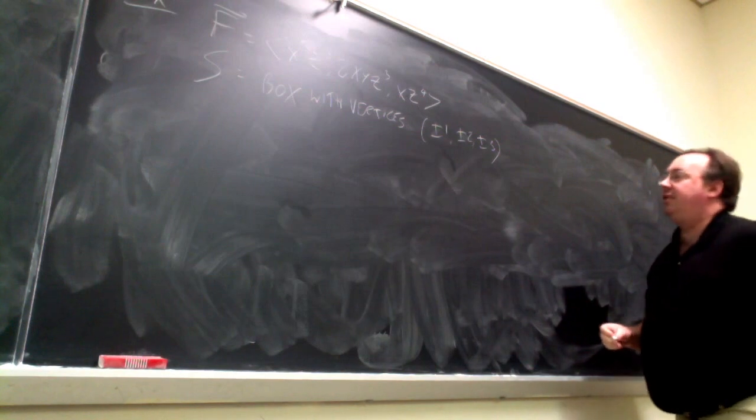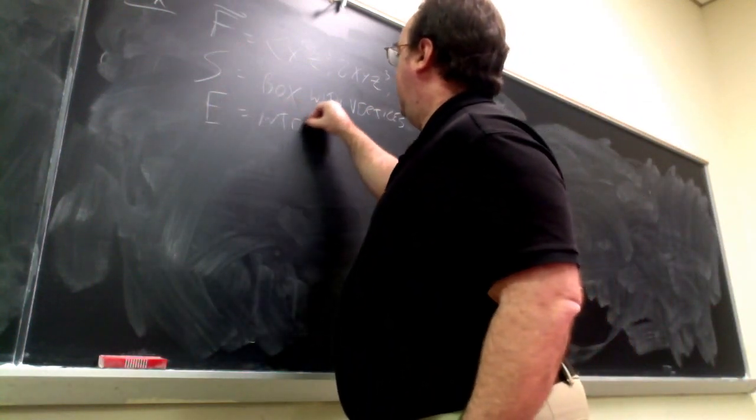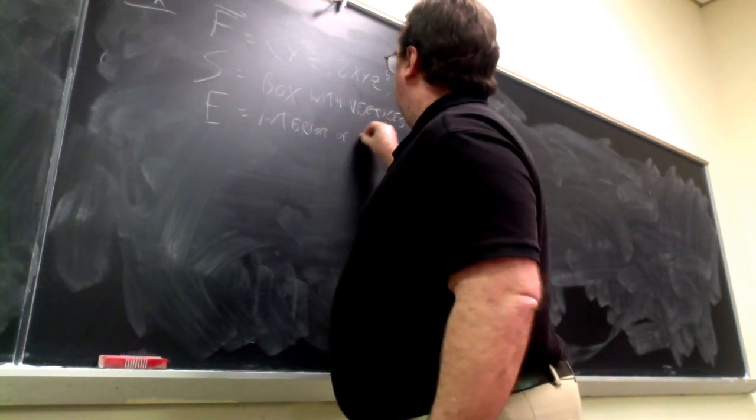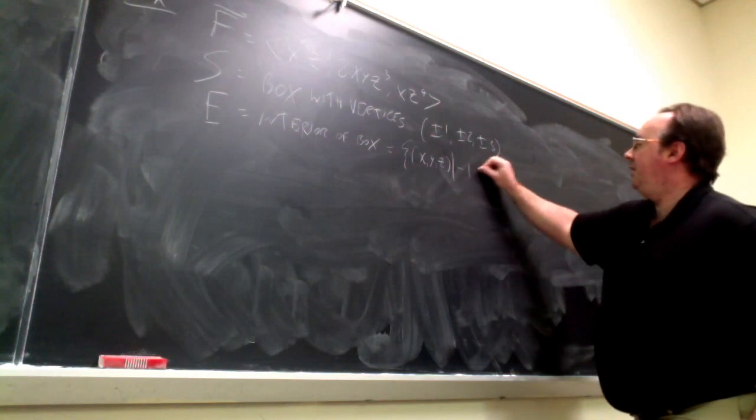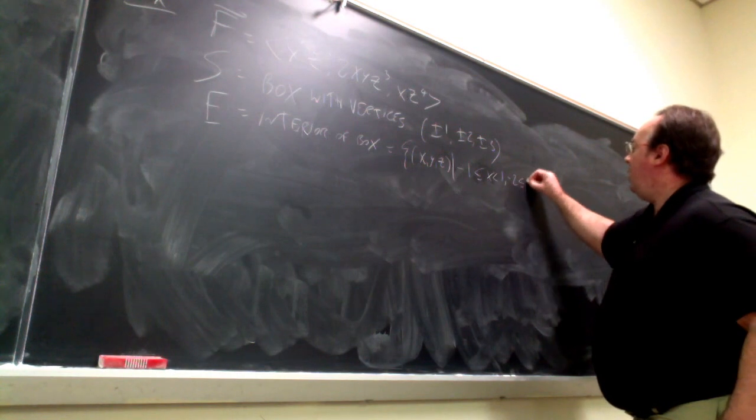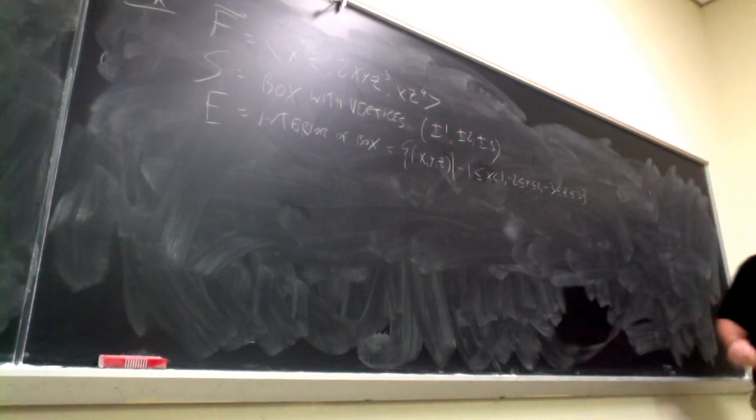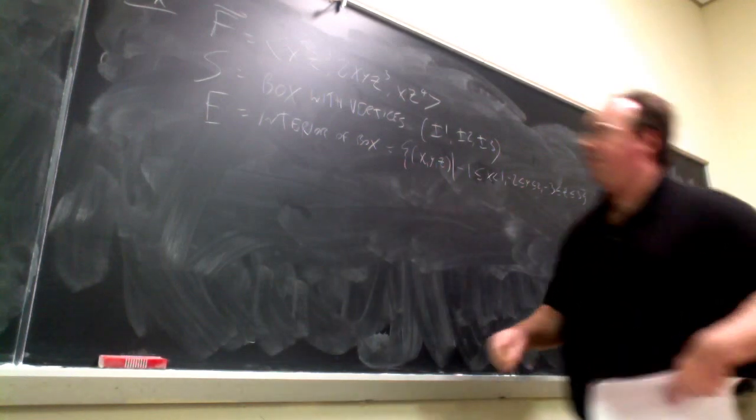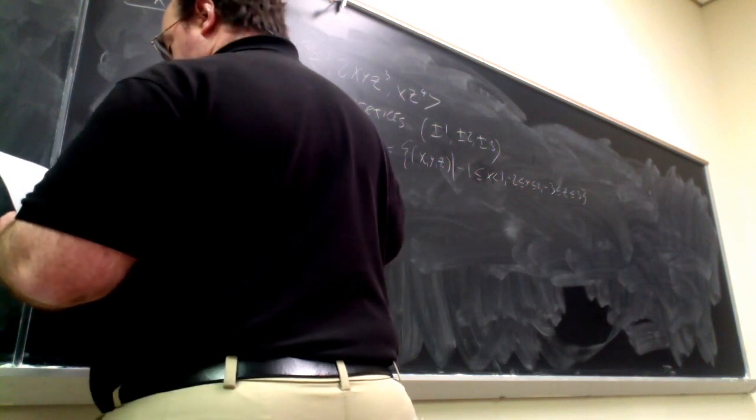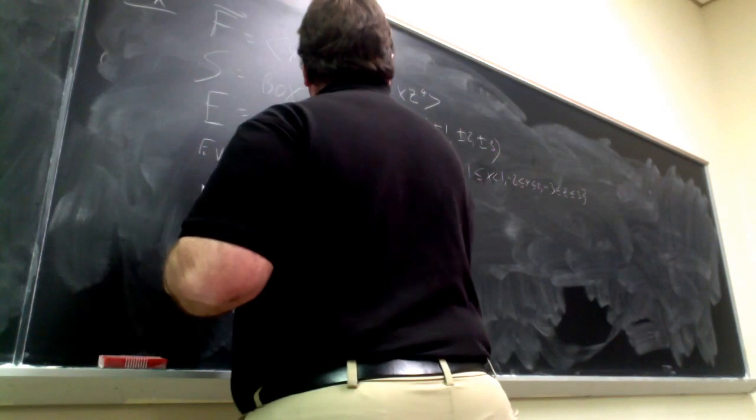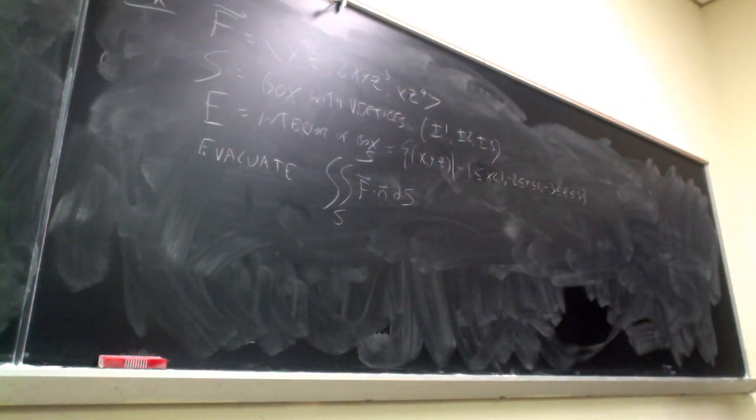So if I want to express this, so really the interior of a box, that's a set of all x, y, and z such that x is between minus 1 and 1, y is between minus 2 and 2, z is between minus 3 and 3. Okay. So the problem is to evaluate the surface integral of F over the surface. So if this was a velocity field, this would be the flux.